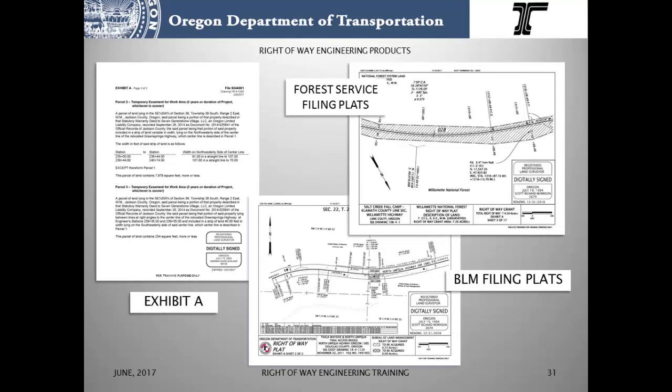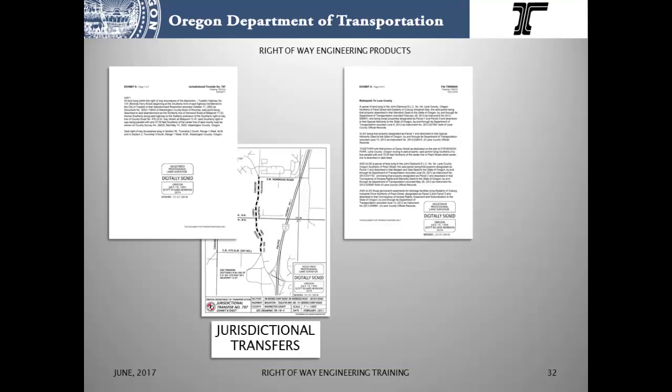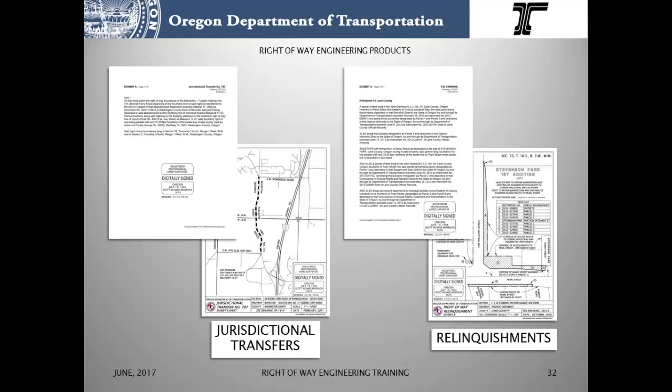Okay, here's examples of what we record. The Exhibit A description, we stamp the last page. BLM plats and Forest Service plats, we stamp the pages on those. Jurisdictional transfers, we stamp both the written description and the Exhibit B drawing that accompanies them. Same with relinquishments. The description and the drawing, they're both stamped.